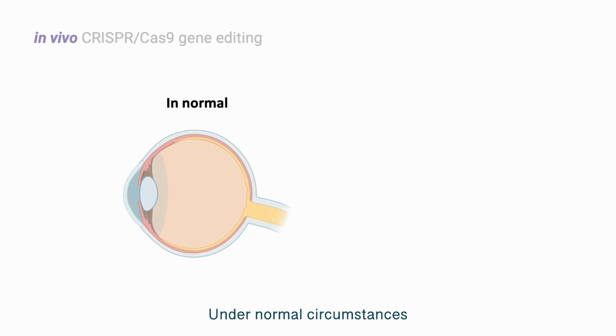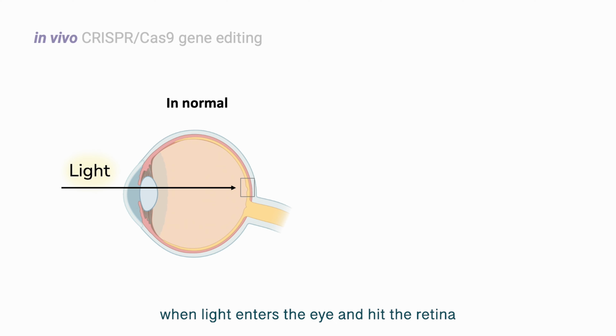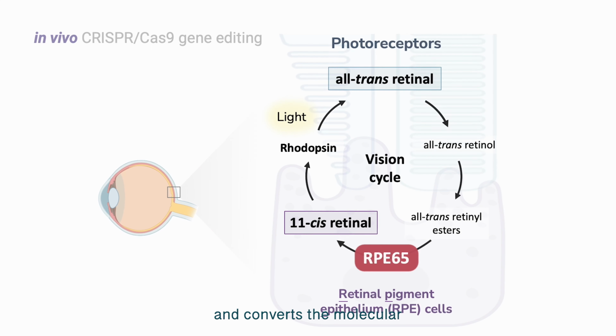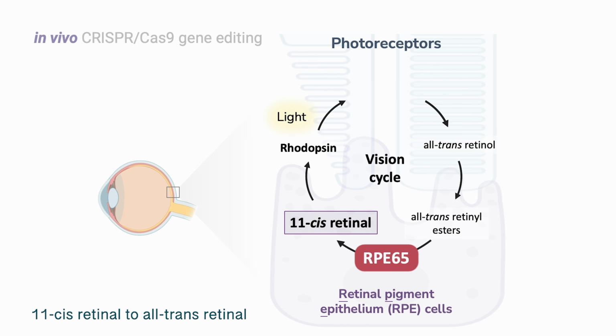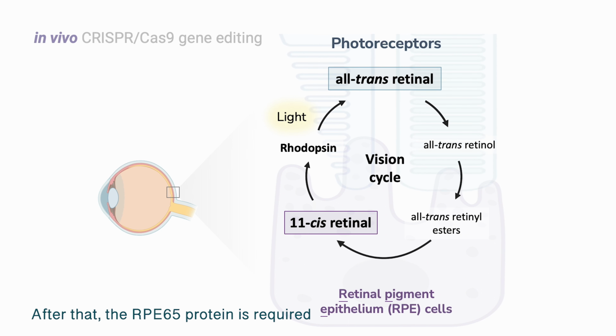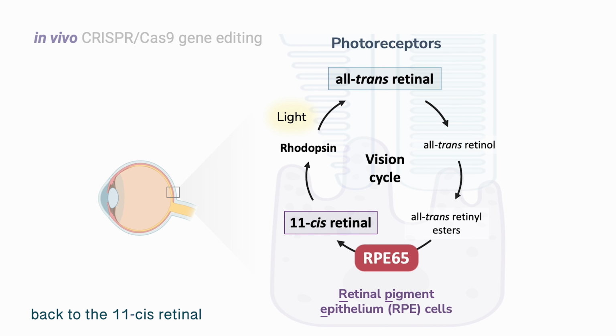Under normal circumstances, when light enters the eye and hits the retina, it stimulates the photoreceptors and converts the molecule 11-cis retinol to all-trans retinol. The formation of all-trans retinol activates photoreceptors and initiates vision. After that, the RPE65 protein is required to convert all-trans retinol back to 11-cis retinol so that the visual cycle can be restarted.